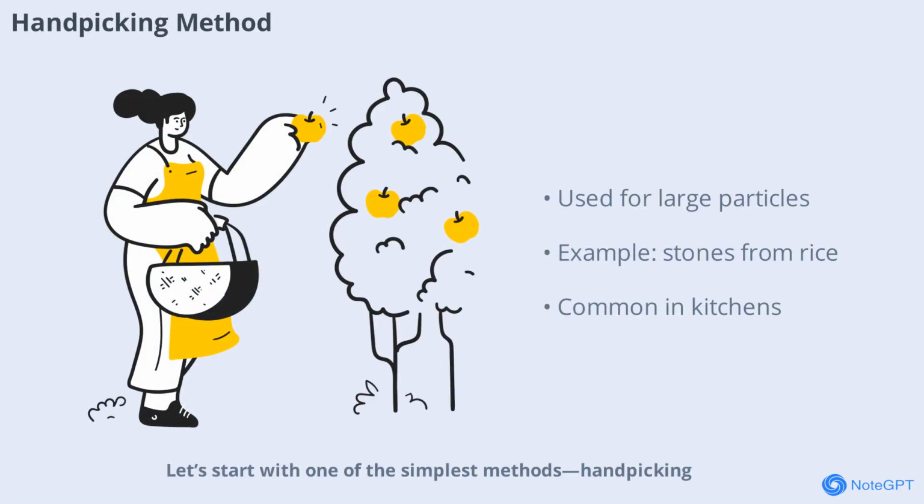Let's start with one of the simplest methods, handpicking. This method is used when the components of a mixture are large enough to be picked out by hand. For example, removing stones or husks from grains before cooking. Handpicking is practical when the unwanted substance is present in small quantities and is easily distinguishable. It's a method we use almost every day, especially in the kitchen, to ensure our food is clean and safe.